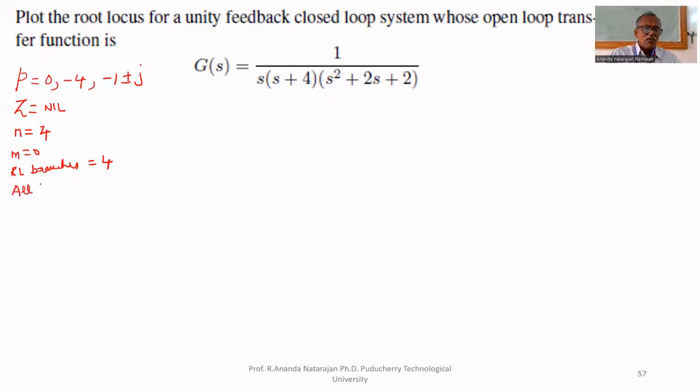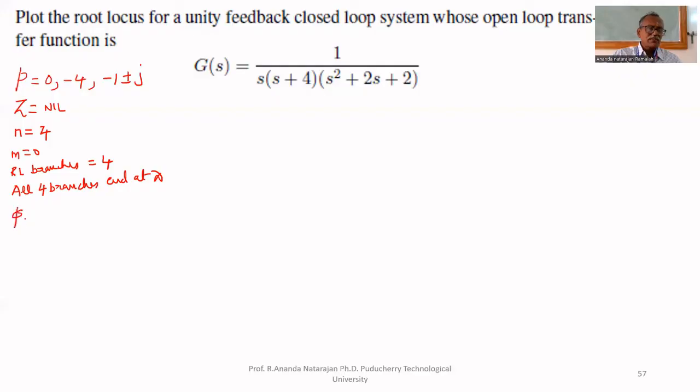All 4 branches end at infinity. Therefore, we have to find the angle of asymptotes.